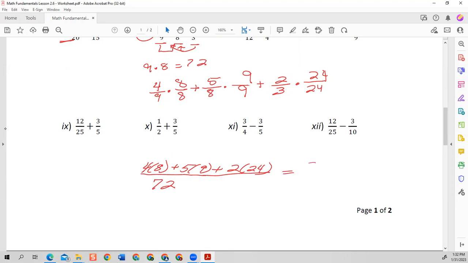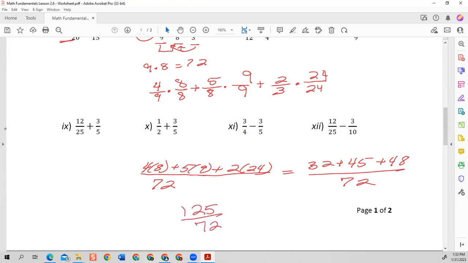So 4 times 8 is 32, plus 5 times 9 is 45, plus 2 times 24 is 48, all over 72. And now we can add them all up, right? We got 32 plus 45 plus 48. That's 125 all over 72.